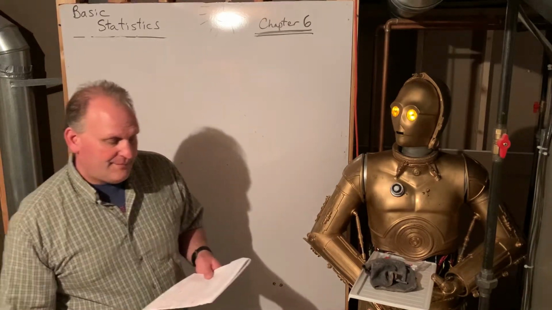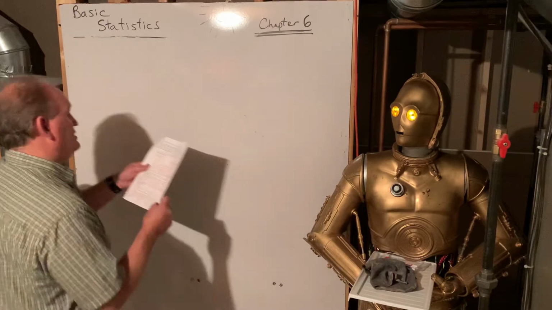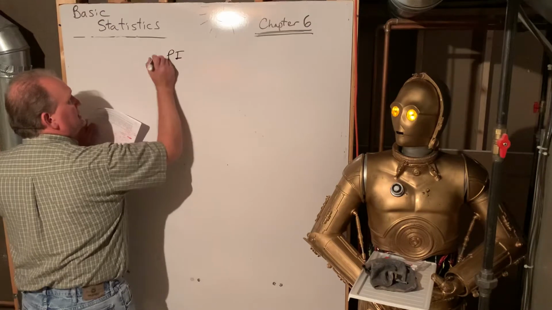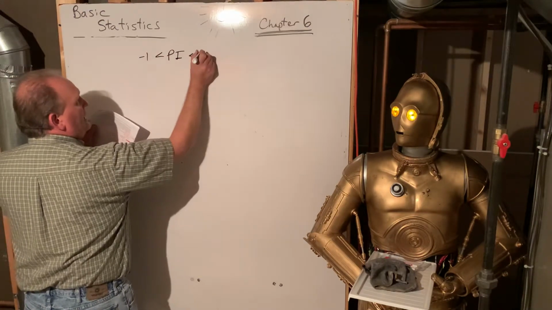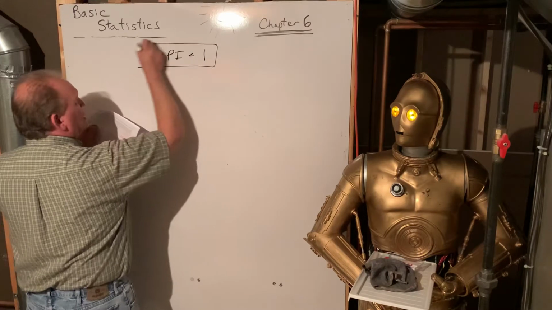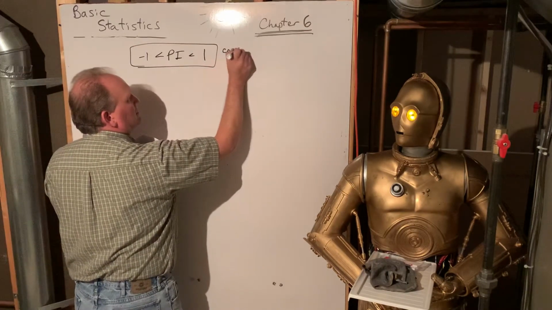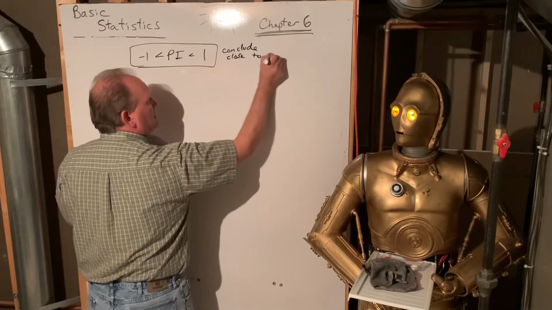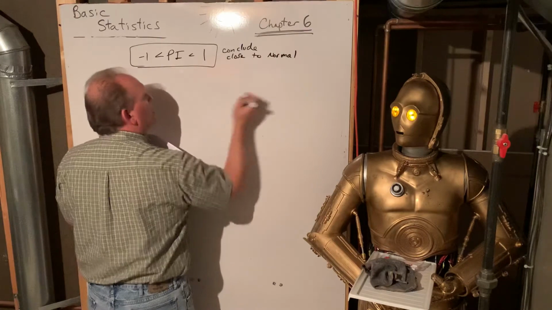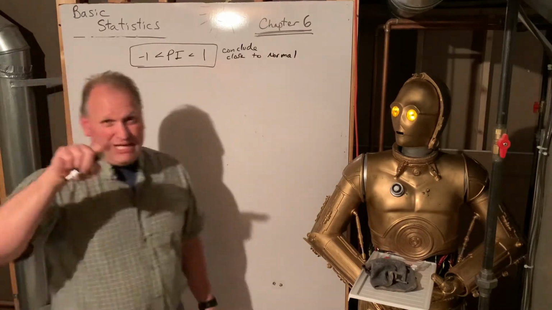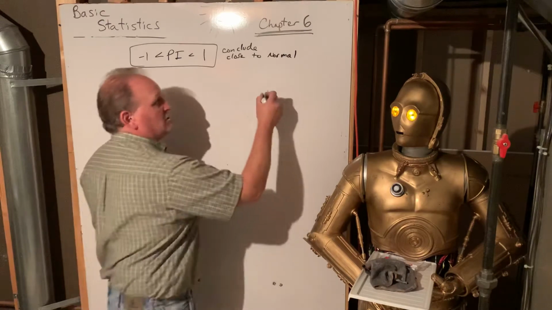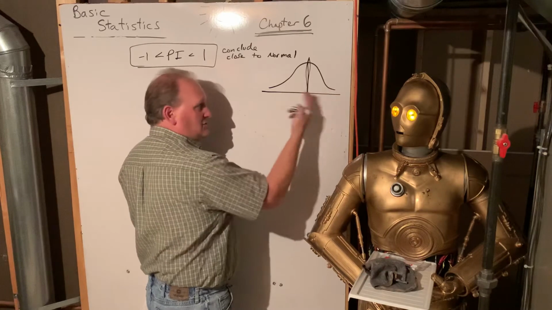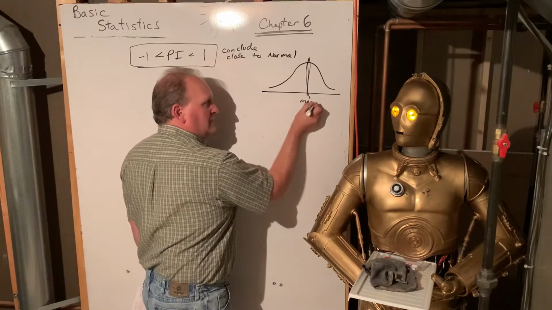And so let's take a look at page 4. They want to know what the Pearson index is. If the Pearson index falls between -1 and 1, we usually conclude that it's close to normal. The closer it is to 0, the better, because remember the mean, the median and the mode on a standard normal curve all hit in the exact same spot. So in a truly normal curve, mean, median, and mode are all right on top of each other.